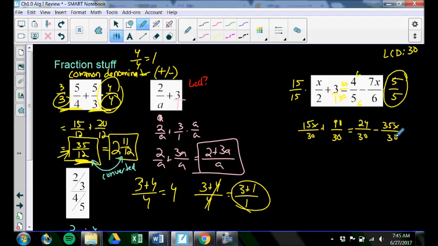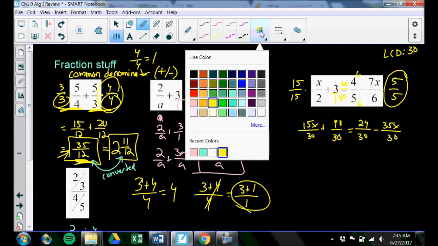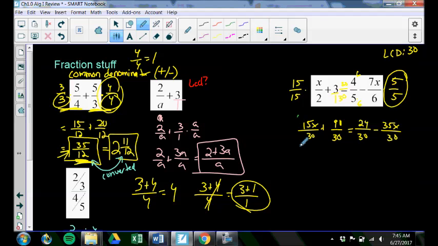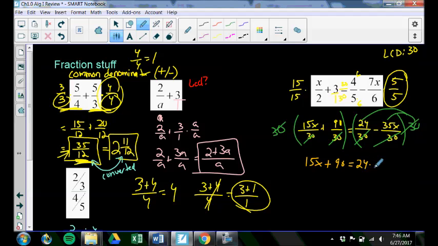Everything now has a common denominator, which means I can drop the denominators. I can literally just get rid of them. What I'm going to do to make that happen is multiply both sides by 30. And when you multiply by 30, you have to distribute, and these 30s all cancel. And hallelujah, we've made a new problem with just whole numbers, with a slightly different yellow color. Now I can just solve this problem like it's basic algebra.